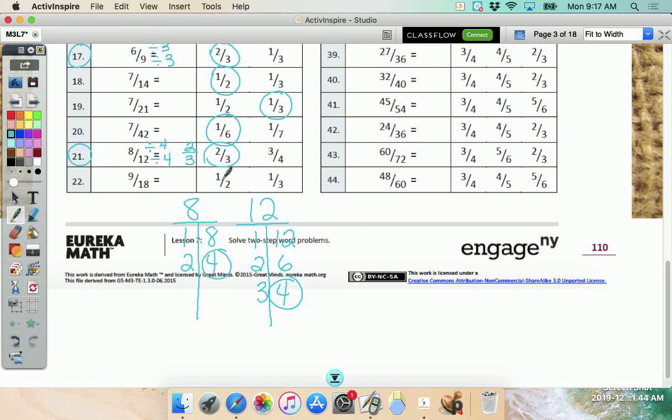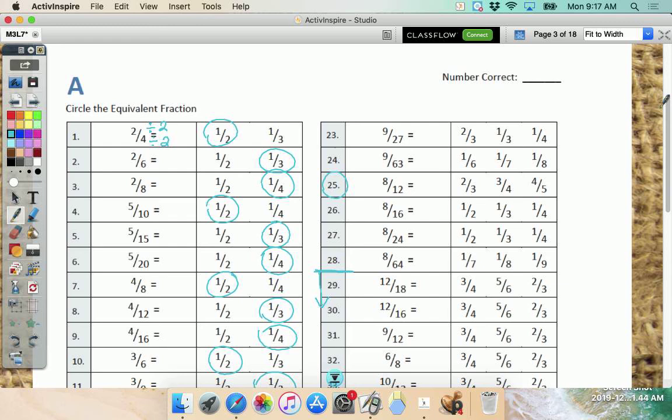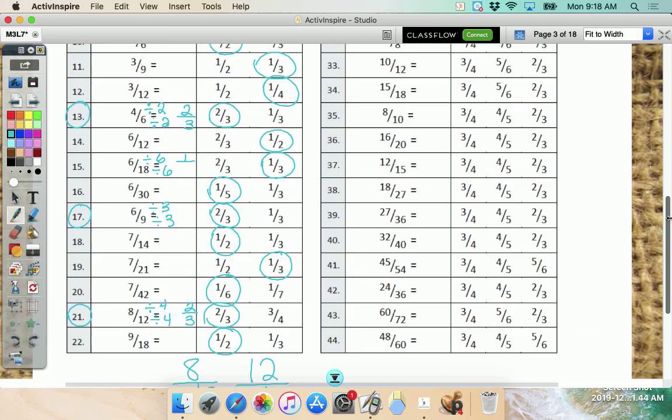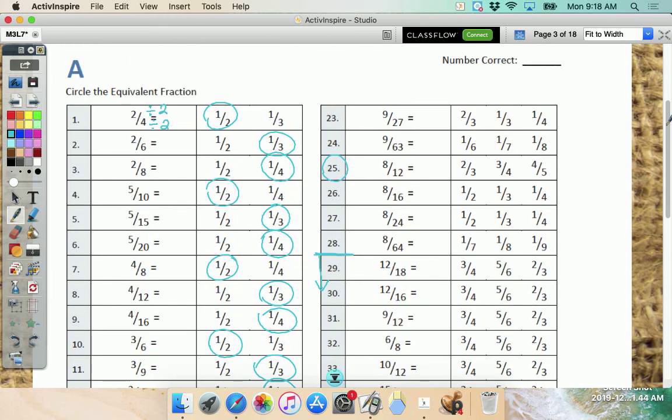Do 22, 23, and 24 by yourself. Ryder, what'd you get on 22? Good. Alan, what about 23? Oh, he didn't get tricked, did he? And who's the next person? Morgan, what about 24?